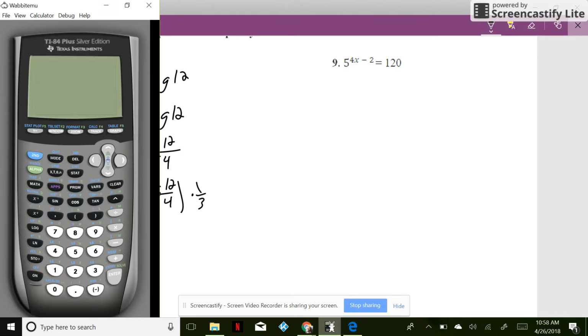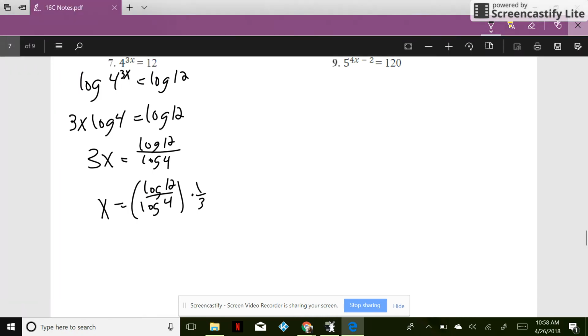Here you can use your calculator. So log 12 divided by log 4. And then once you get that, you can divide it by 3 to get your answer of about 0.5975.